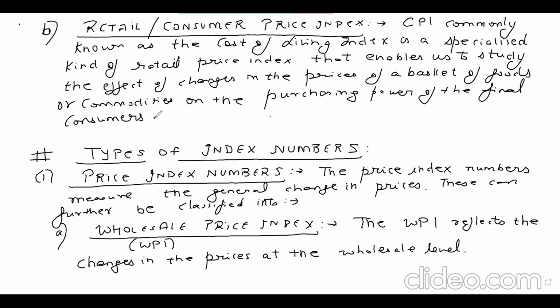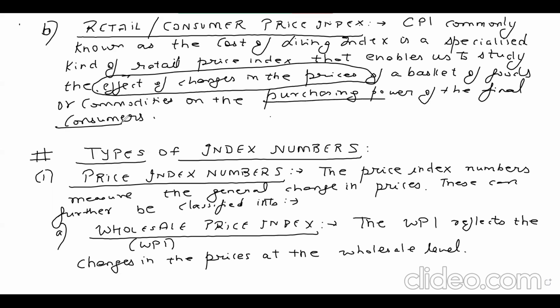So consumer price index is also known as the cost of living index. It is the retail price index which is going to capture the effect of changes in the prices of a basket of certain goods and services on the purchasing power of the final consumer. The final consumer is the consumer who is going to buy the good or the service from the retail store. So it's also called retail inflation. Consumer price index also captures retail inflation.